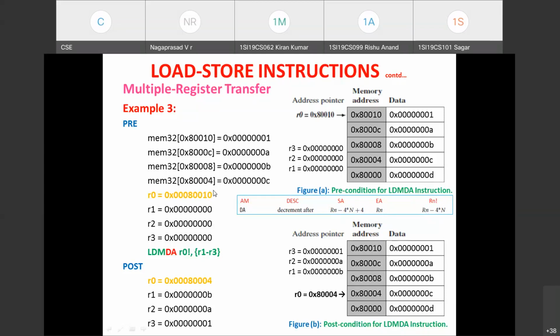80010 means it is 16 in decimal. So 16 minus 12, what does it result in? It is 4. 80004 is the final address held in the R0 register. So this is how the register is updated when you perform multiple register transfer by considering three registers R1 to R3.